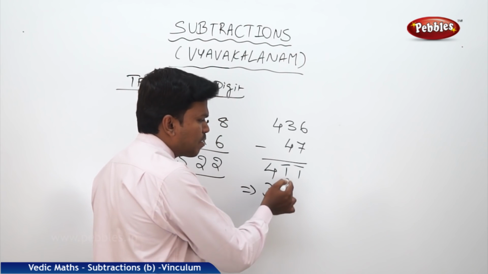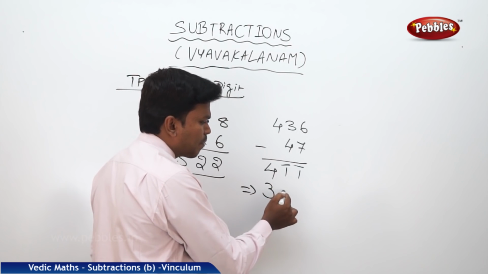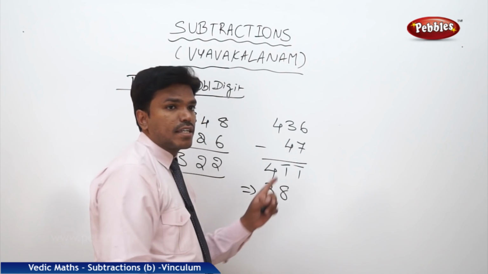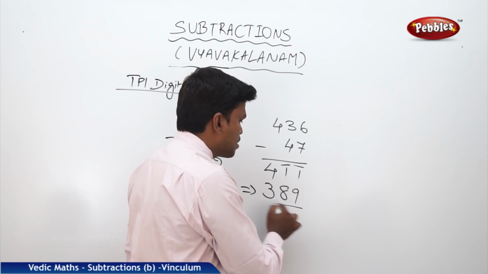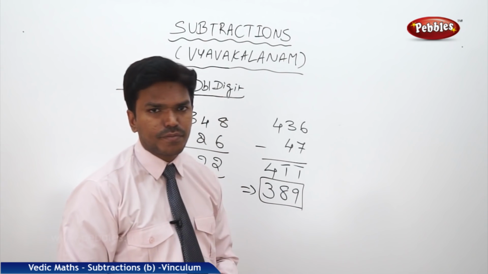So the first number will be subtracted from 9. Now what is 9 minus 1? 8. And the second number will be subtracted from 10. So what is 10 minus 1? 9. So your answer is 389.